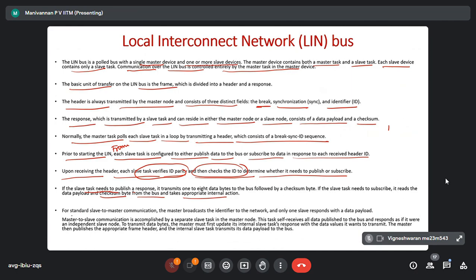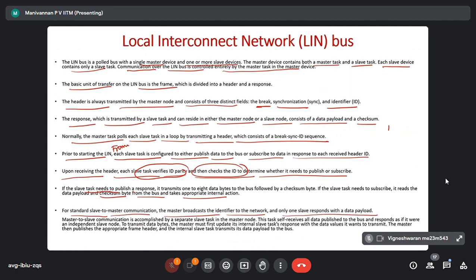Okay, for standard master-slave communication, the master broadcasts the identifier on the network, and only the slave will respond with the payload. That's what it is. Master slave or slave master, right? Whenever the master asks, then only the slave should respond with data. The slave cannot send the data. It cannot say, I have data, I will transmit. There's no possibility at all. That is how the LIN bus is designed.